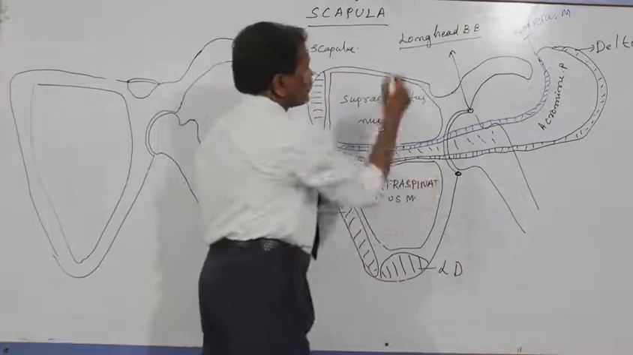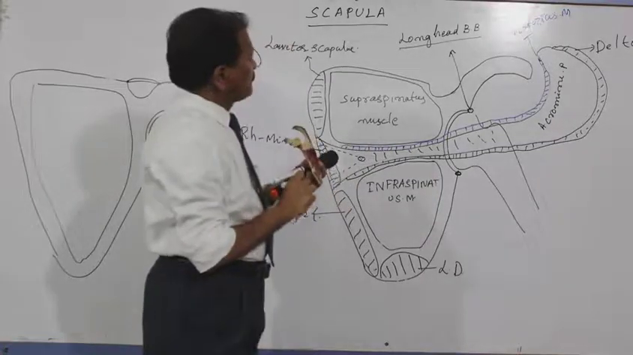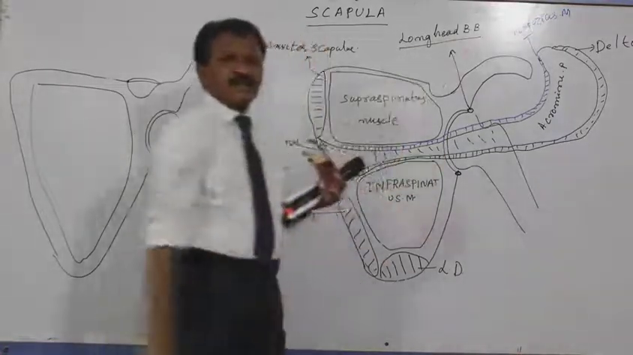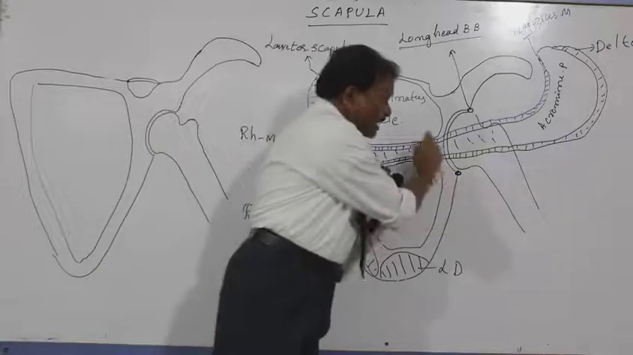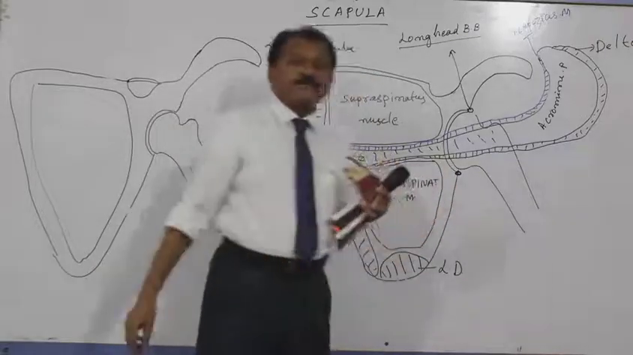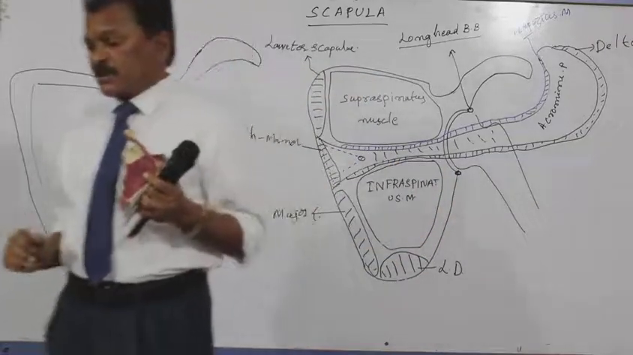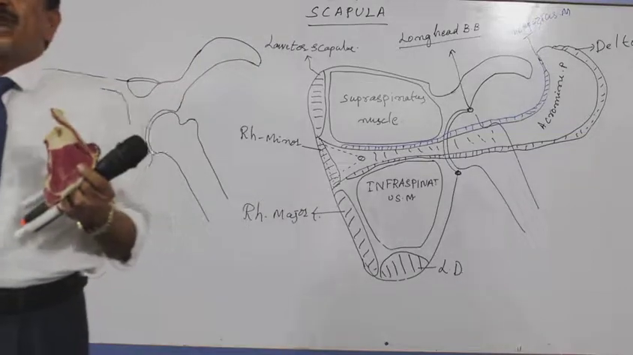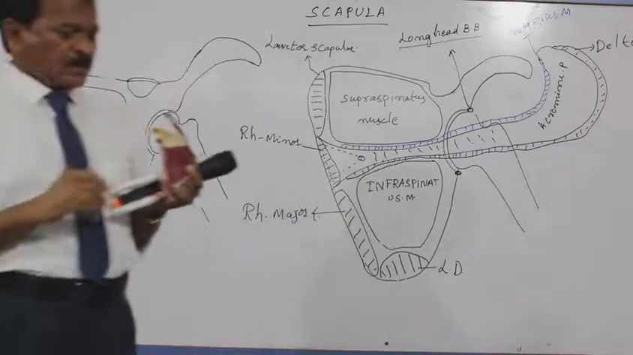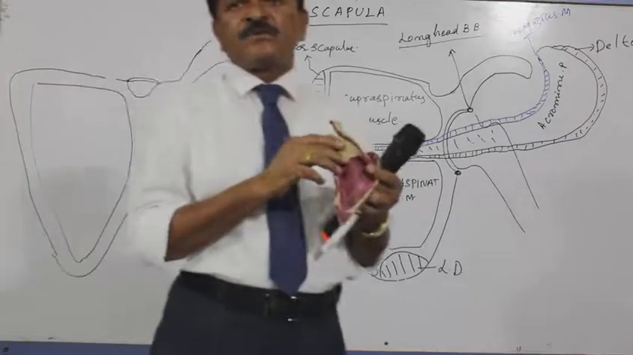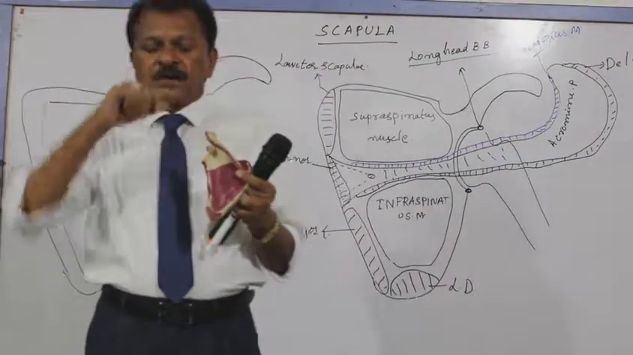The supraglenoid tubercle gives the origin for the long head of the biceps brachii muscle. And the infraglenoid tubercle gives the origin for the long head of the triceps muscle. The triceps muscle arises by three heads: lateral head, medial head and long head.